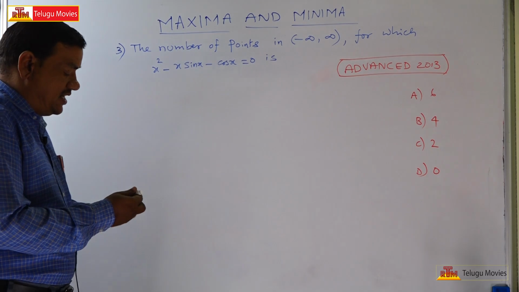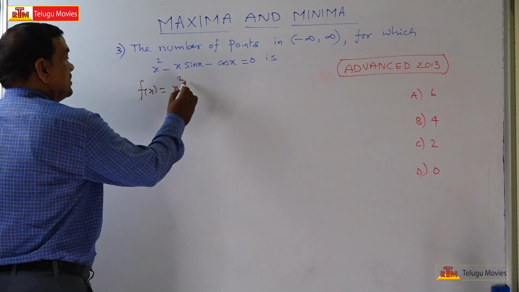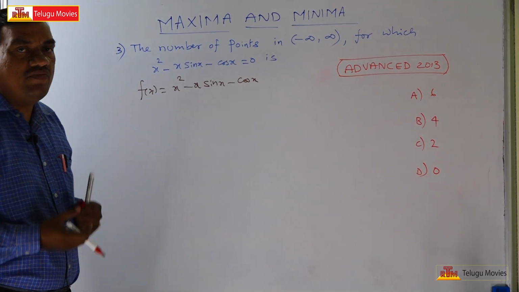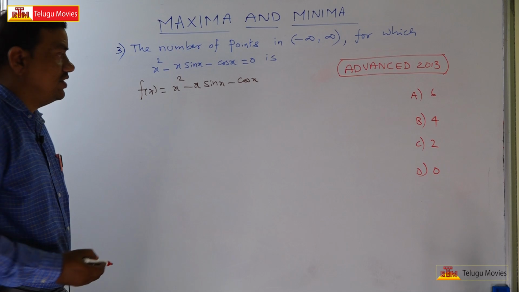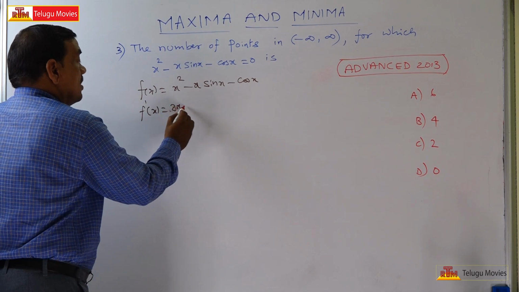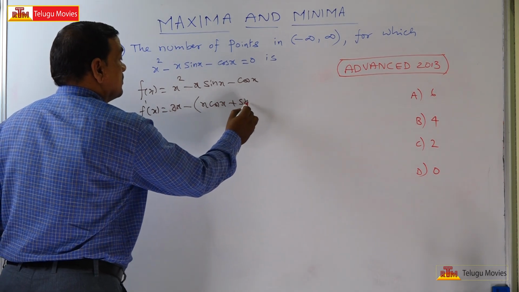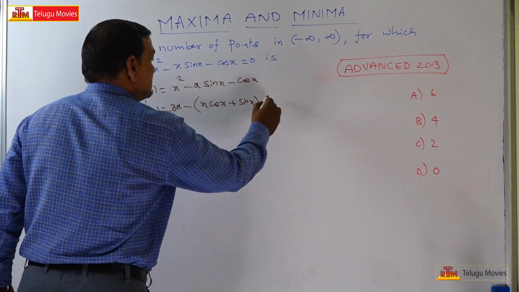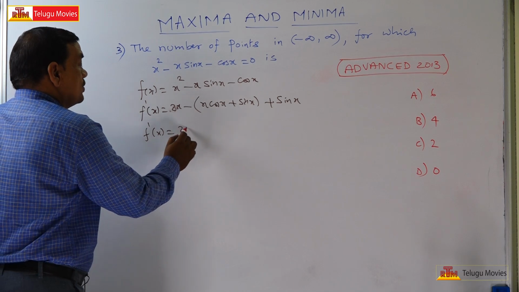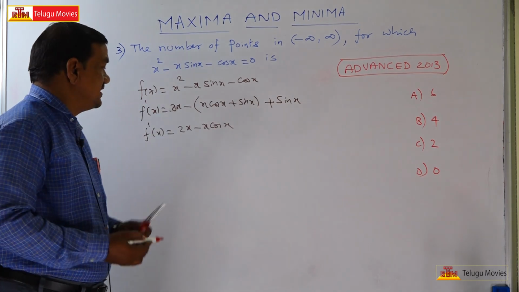Okay. So, let us consider the function f of x is equal to x square minus x sin x minus cos x. For maximum or minimum, where it is taking turnings, we have to find the first derivative. So, what is the first derivative? F dash of x is equal to 2x minus the derivative of x sin x, which is x cos x plus sin x, minus the derivative of cos x, which is minus sin x, already minus is there, plus sin x. So, ultimately f dash of x is equal to 2x minus x cos x, because minus sin x plus sin x gets cancelled.